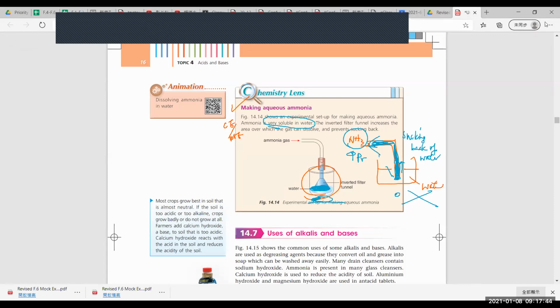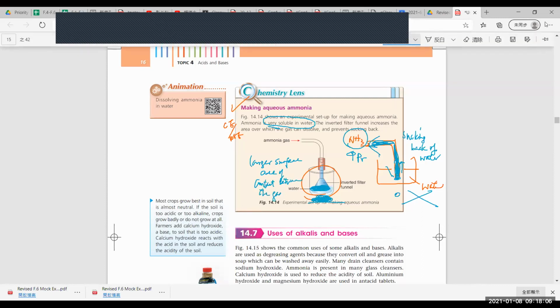Now, this allows having an inverted funnel like this. It allows a very large surface area of contact between the gas and the water. So even though it is highly soluble in water, the water level will not rise too high. So you may see that it occupies a larger volume than next. So it can help prevent sucking back. So what is the hidden message? Suppose we have the same volume of ammonia gas that blows through the water in order to produce aqueous ammonia solution. Can you get the point?